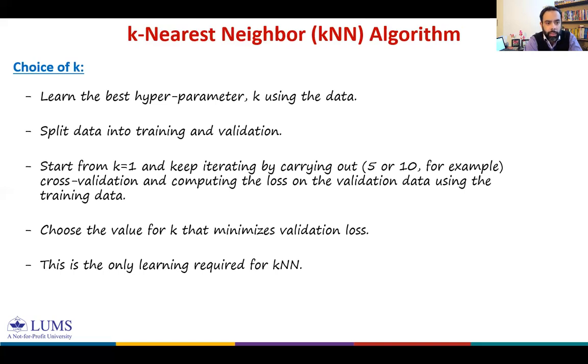So that's all for today. We will continue our discussion in the next module. In the next module, we will talk about convergence of the KNN algorithm. And in the following module, we will talk about time complexity and storage complexity of the KNN algorithm.